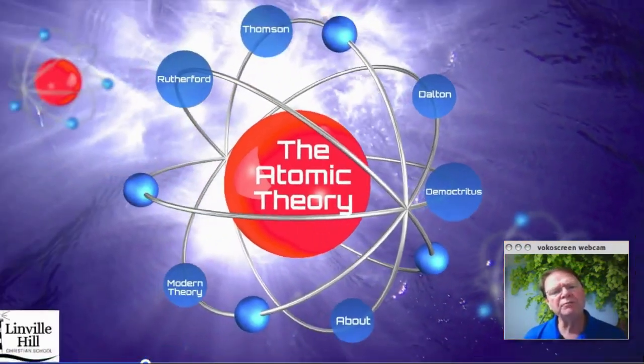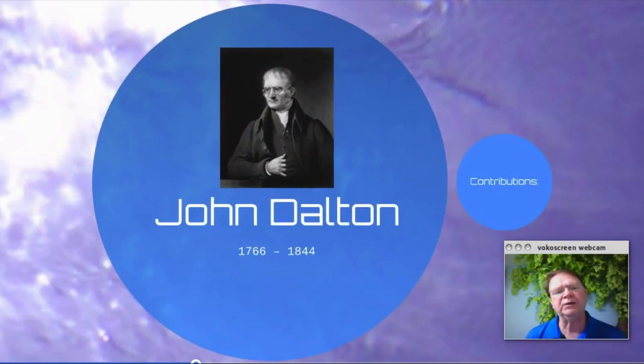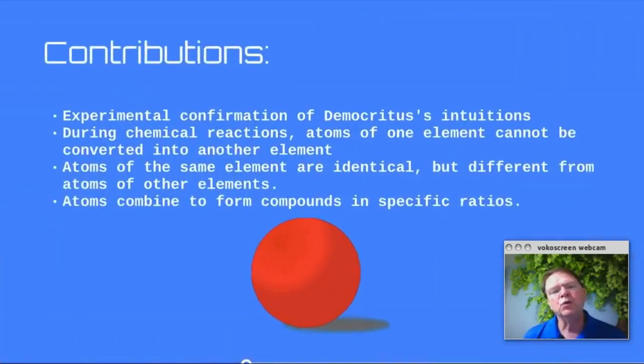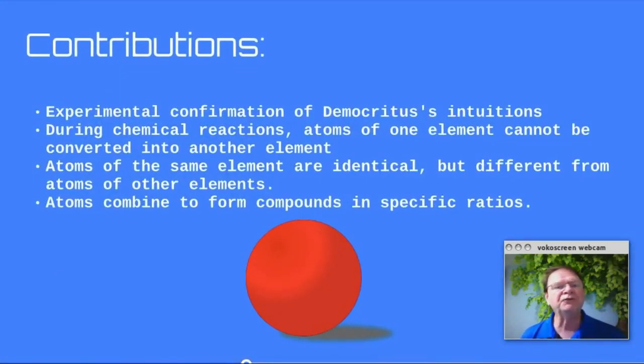But we move on much further in history to England. Again, in the 19th century, a man by the name of John Dalton, a chemist, very brilliant guy, was able to experimentally confirm a number of the ideas that Democritus proposed many centuries earlier. And it would include these. During chemical reactions, atoms of one element cannot be converted into another element.